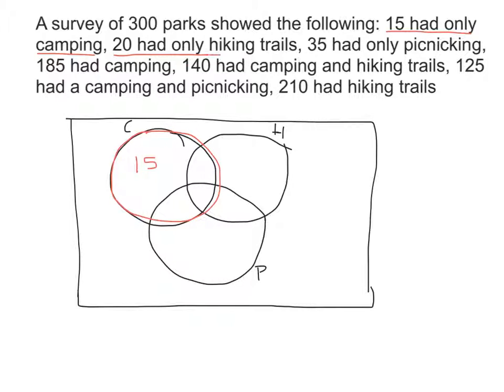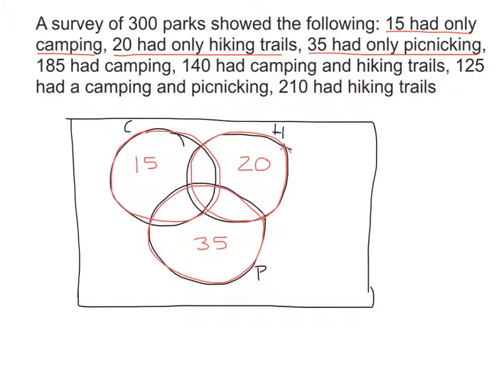20 had only hiking. So again, it has to go in your hiking bubble, but cannot be included in your camping bubble or your picnic bubble. 35 had only picnicking. So it's got to go in the picnic bubble, but it can't be part of camping or hiking.